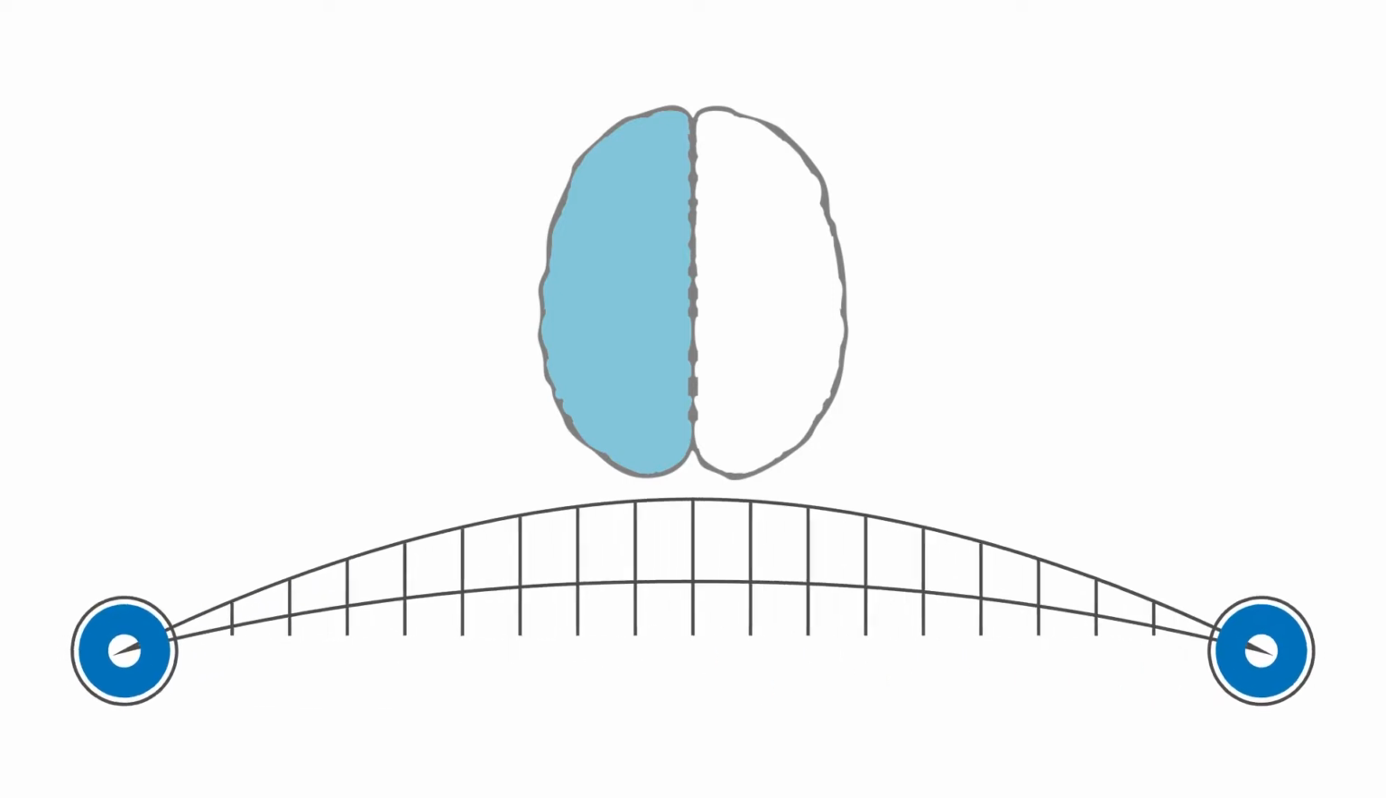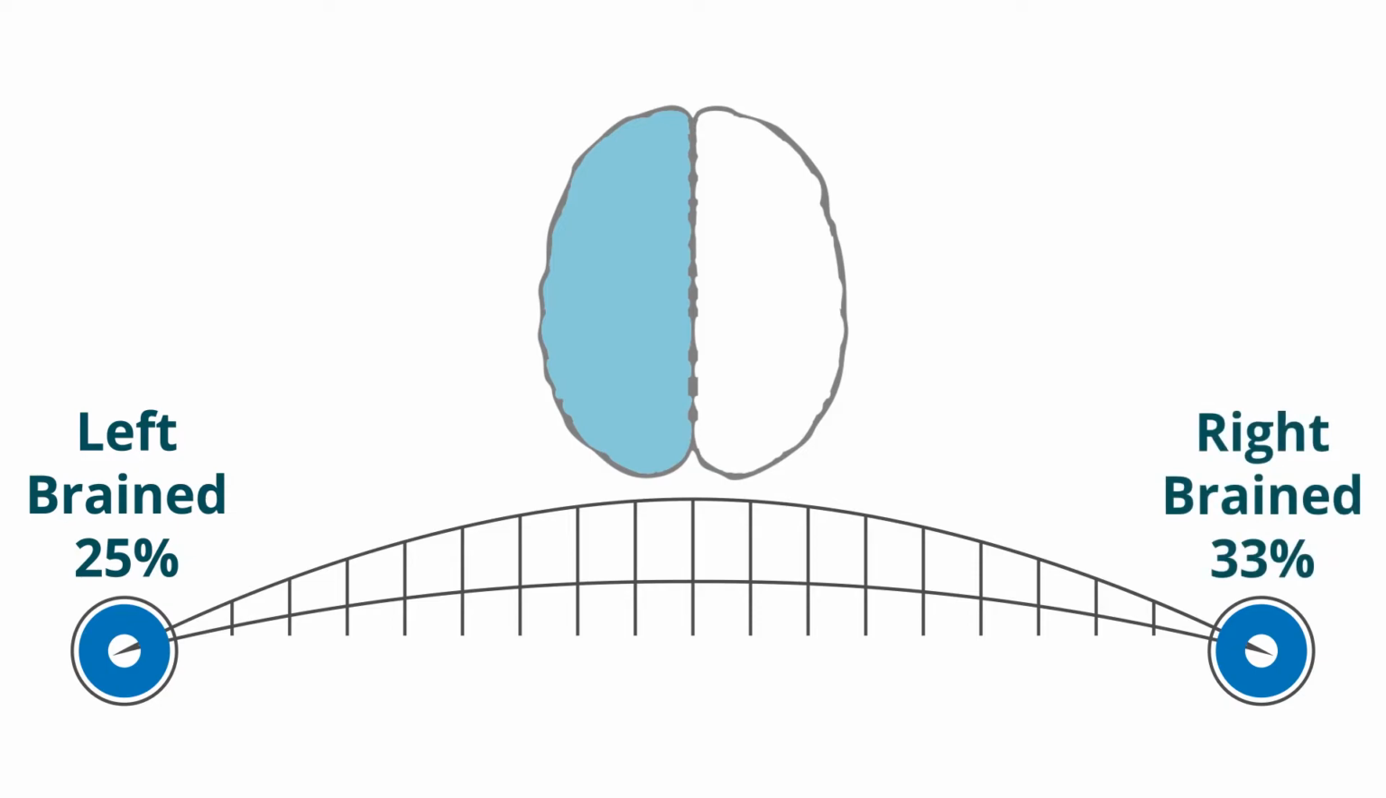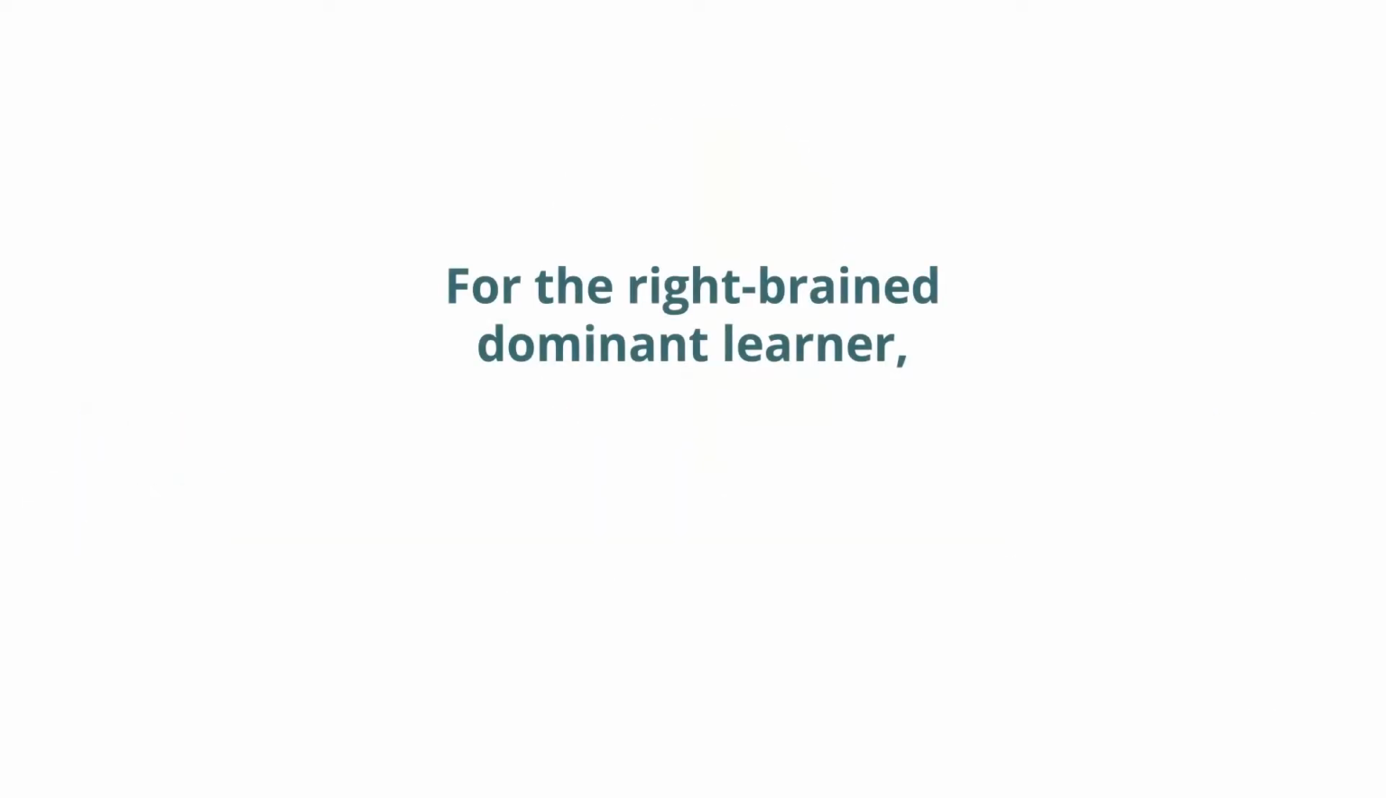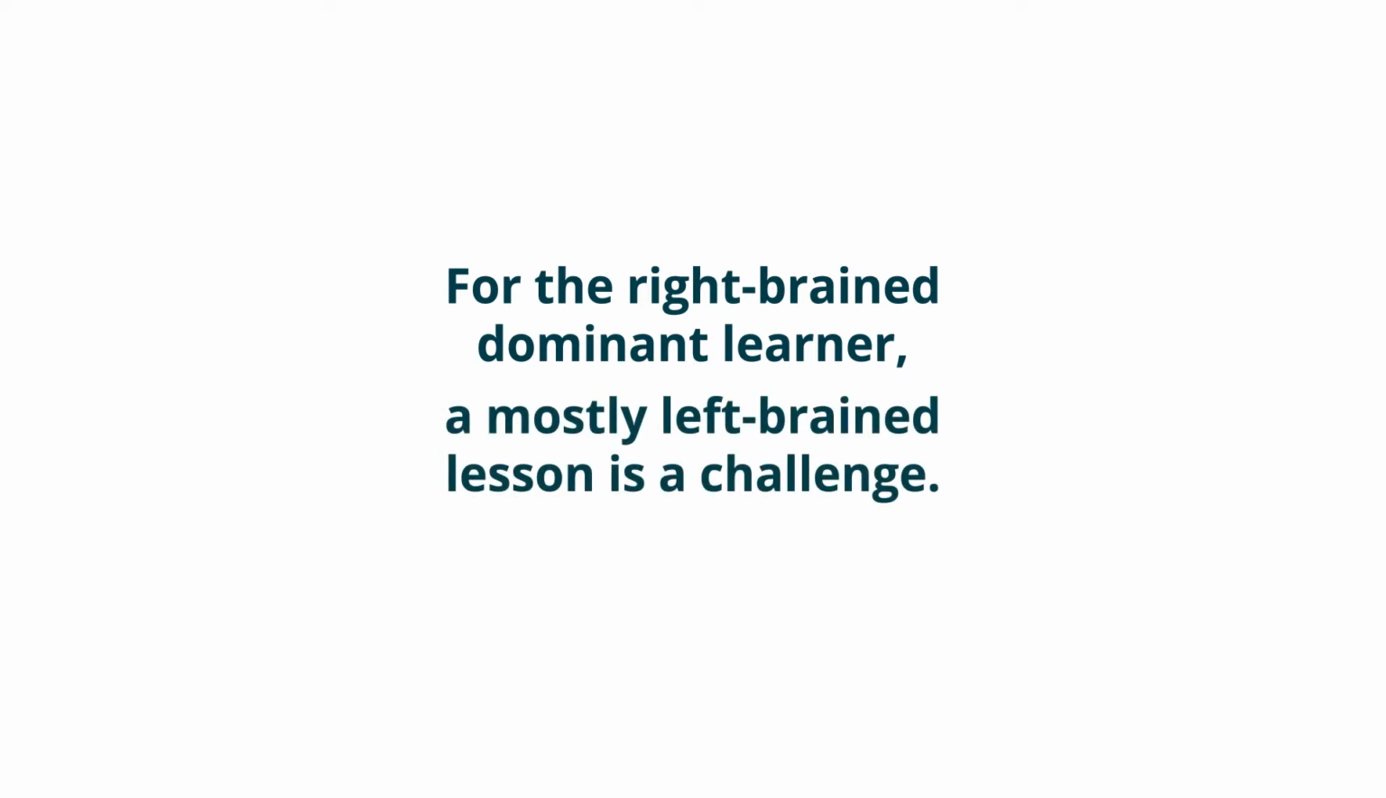Most lessons are designed to be processed primarily by the left logic hemisphere, and yet only about 25% of children are left brain dominant learners. Around 33% of children are strongly right brain dominant learners. For the right brain dominant learner, a mostly left brain lesson is a challenge. Let's look at an example.